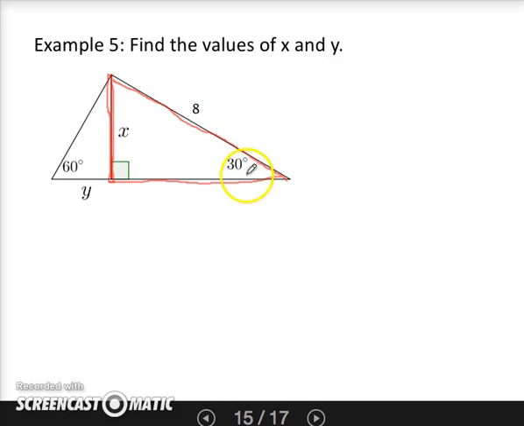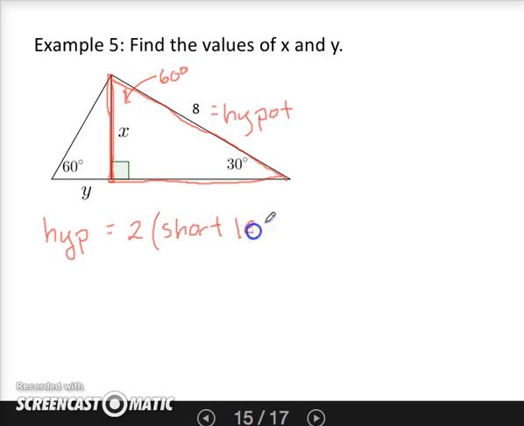And I have a 30-degree angle, which tells me that this angle that's not labeled must be 60 degrees, and that this is a 30, 60, 90 right triangle. I'm also given the measure of the hypotenuse. Okay, so our theorem says that the hypotenuse measures 2 times the measure of the shorter leg.